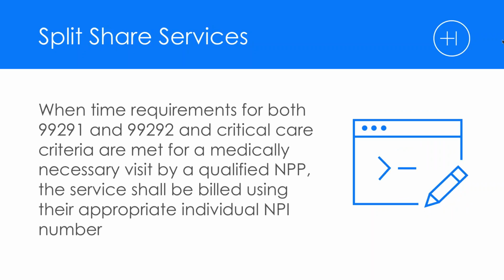So when the time requirements for both 99291 and 99292 and critical care criteria are met for a medically necessary visit by a qualified NPP, then the service would be billed using their appropriate individual national provider ID number, right? So it's going to be either or. If the physician did it, you report it under the physician. If the NPP does it, you report it under the NPP. You can't do both. You can't share it together with these individual types of providers. So it's one or the other.